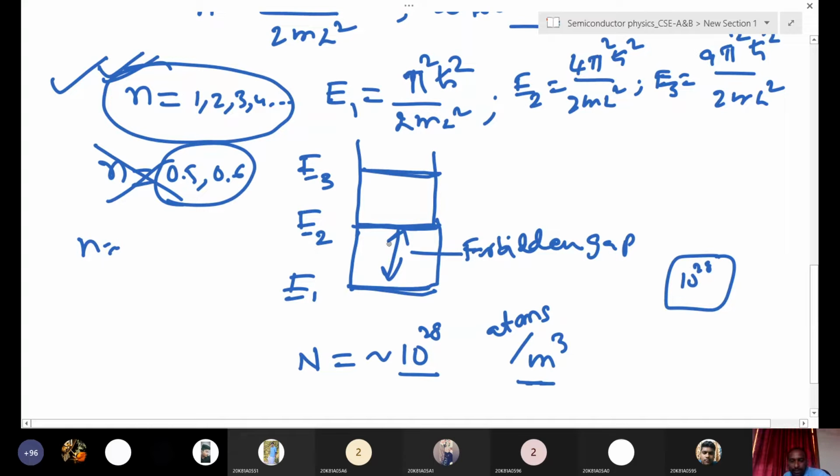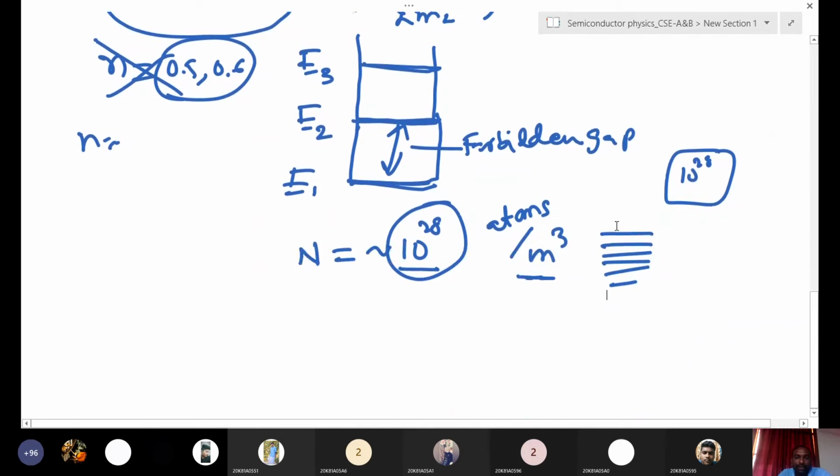Here also there are many atoms. If you take one atom, many states are available. Here we are drawing only one line for the allowed energy levels. But here also there are very finely separated states like this. Very closely separated states are available.